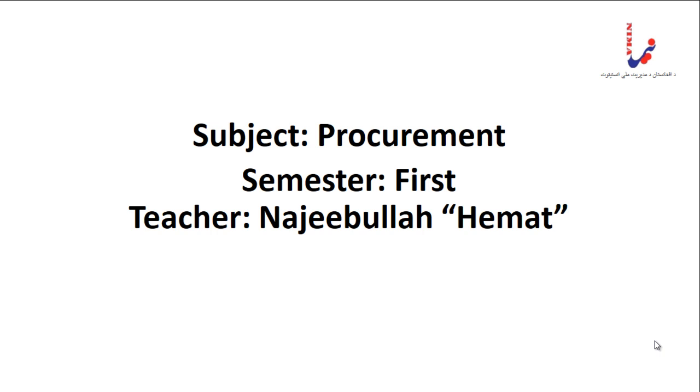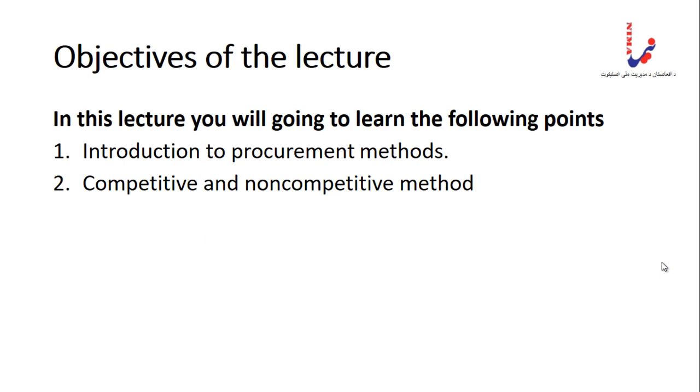I think this class is the third class of procurement for the first semester, from the third chapter. Today's topic is all about procurement methods. The objective of the class is an introduction to the procurement methods, competitive and non-competitive. You will learn about the advantages and disadvantages of competitive and non-competitive methods, and some examples for each.